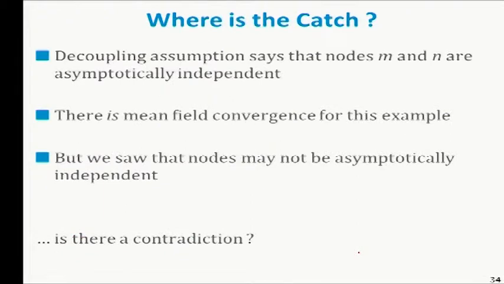Where is the catch? There is mean field convergence for this example, but the nodes are not asymptotically independent. So this decoupling assumption does not mean that it is legitimate to pretend that nodes are independent. For example, when we analyze the performance of a protocol, we say it's too complicated. Let me assume when a node is in state A, then the other node draws its state independently. Well, it's not true. It should draw its state independently given the state of the population, given m of t.